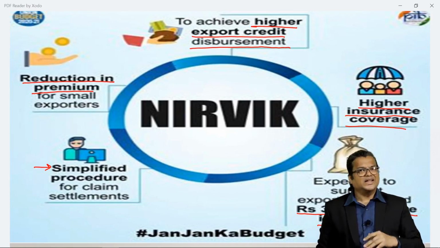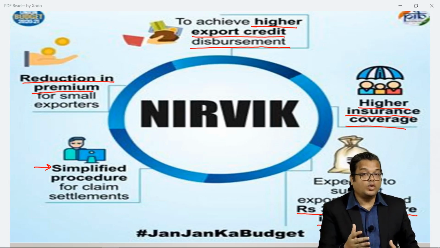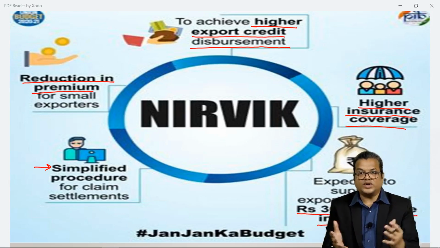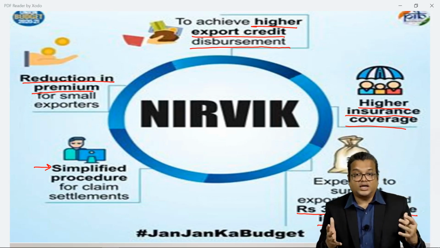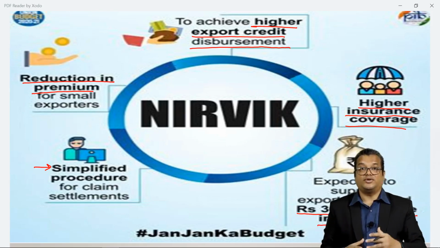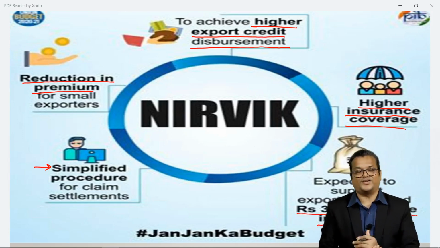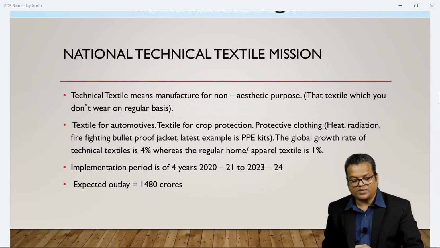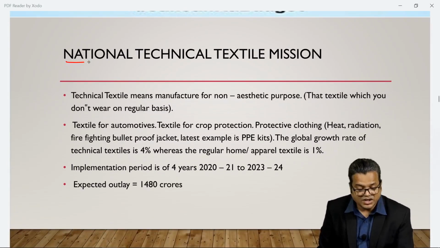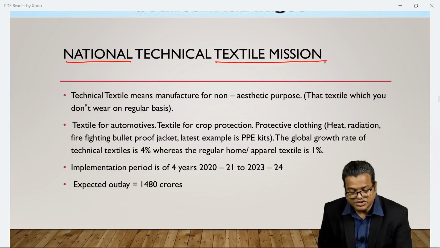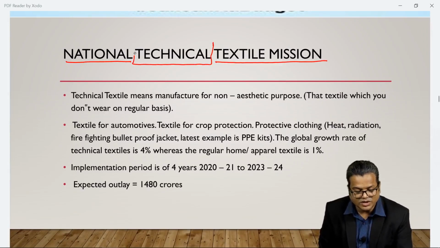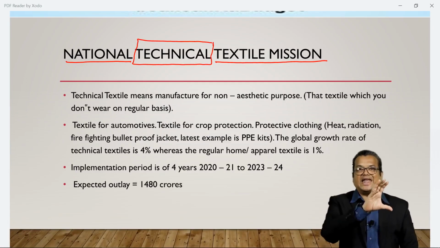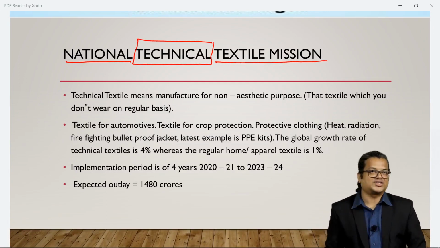Okay, like that, one more scheme introduced by the government. Because we are talking about political affairs, the government introduces a lot of schemes, and we need to know them as a part of what? Current affairs. Let's come to it. As you can see on your screen, the name is National Textile Mission, but one word is added in between, and what is that? That is technical. So the name is National Technical Textile Mission.